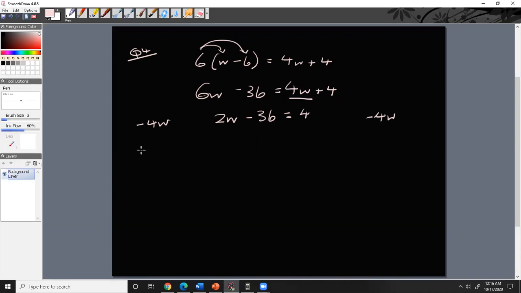Then we're going to add on the 36 to both sides. So 2w minus 36 plus 36 is 0. 4 plus 36 is 40. So w is equal to 20.